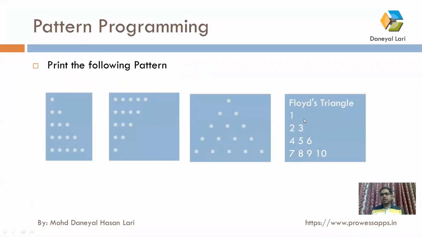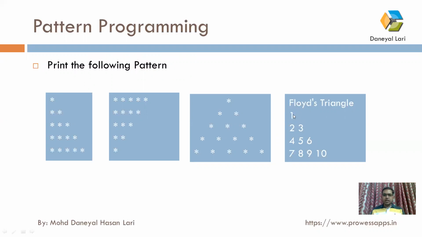Another one is called Floyd's triangle. It says 1, then the next row will contain two columns, that will be 2 3. Now it will move to the third. As you can see, the number of rows is equal to the number of elements, but the next row will continue just after the last value of the previous row.